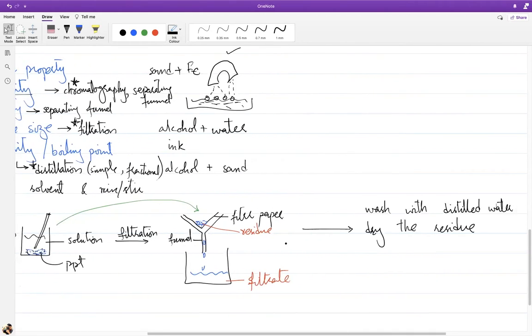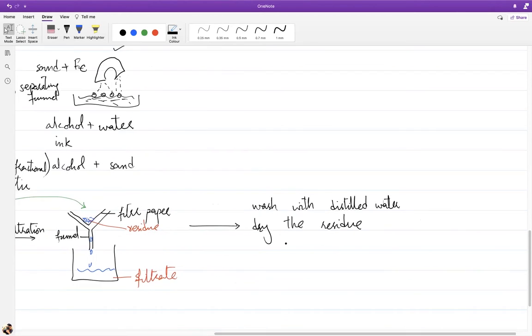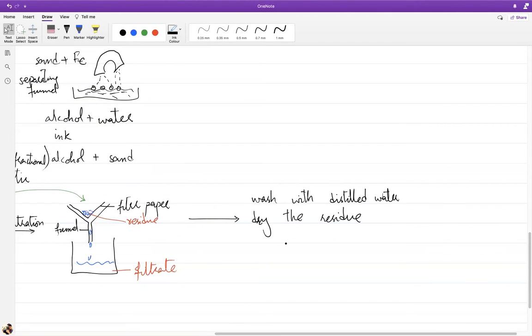Then just a little change in the term. Solvent is never soluble or insoluble. Things are soluble in the solvent. So if your residue is insoluble in water, then obviously we are using water as a solvent. So we wash it with distilled water only if you're using water as a solvent. If you're using alcohol, you'll say wash with alcohol. If you're using propanone, you'll say wash with propanone. And then dry the residue.